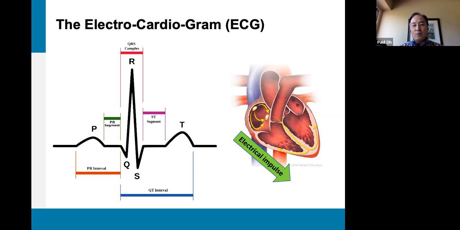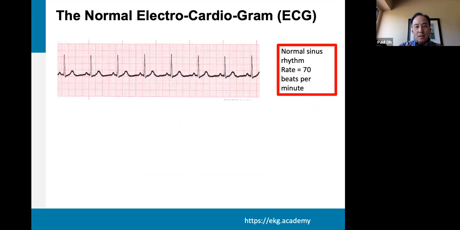When there is abnormality of the blood flow in the heart and there's damage, we look in particular at this segment here, between the S wave and the T wave, for changes of the ST segment to tell us that there might be a heart attack going on.